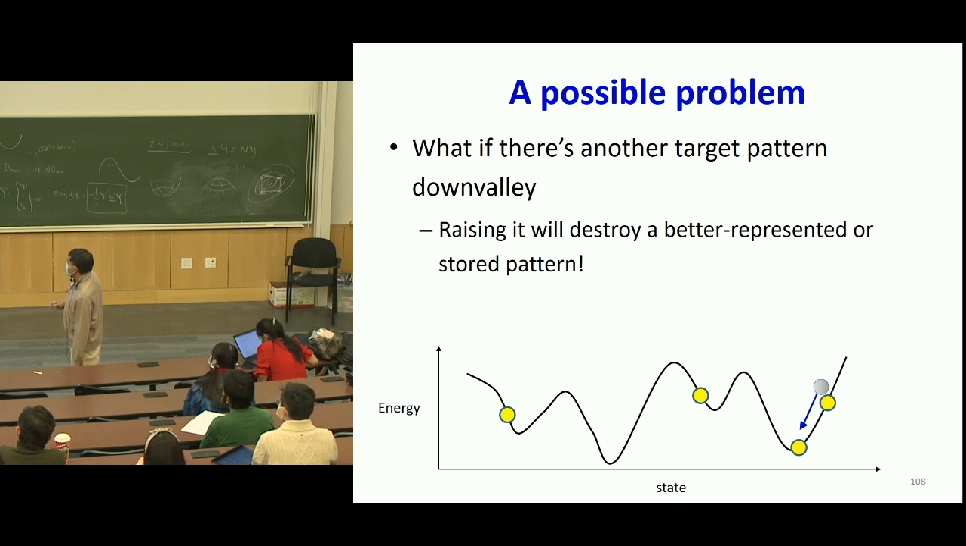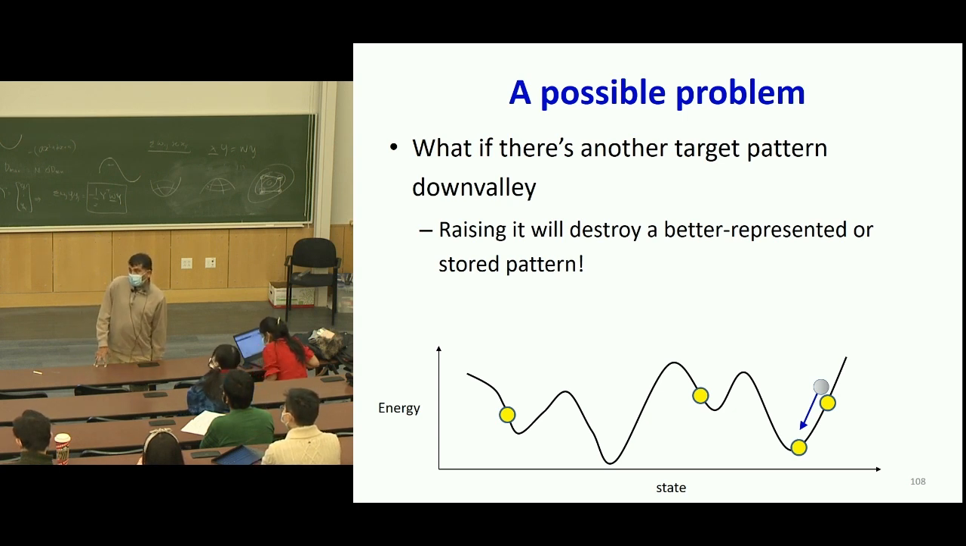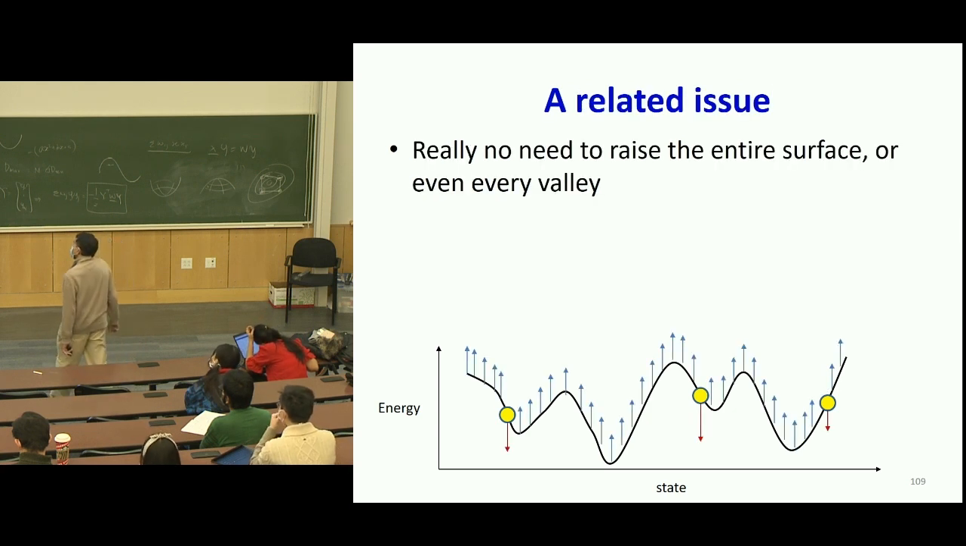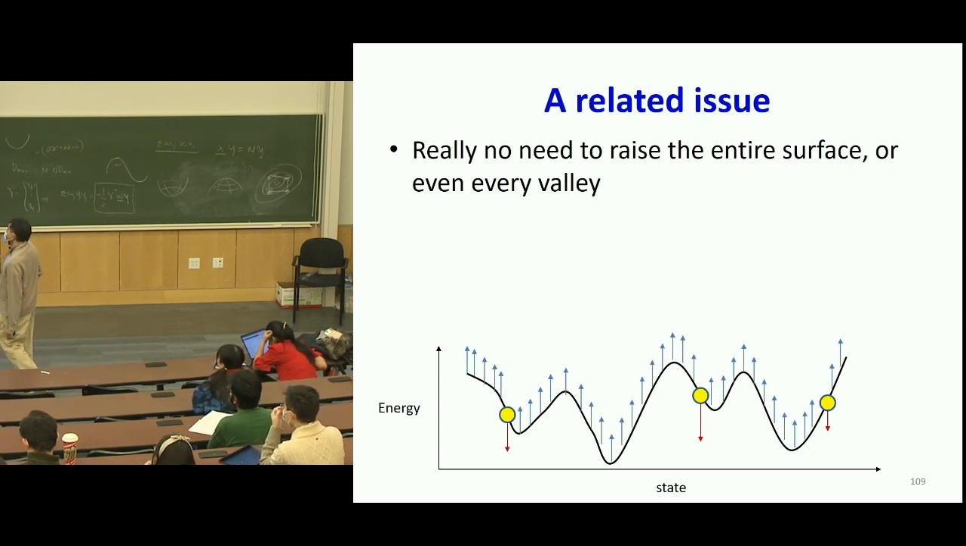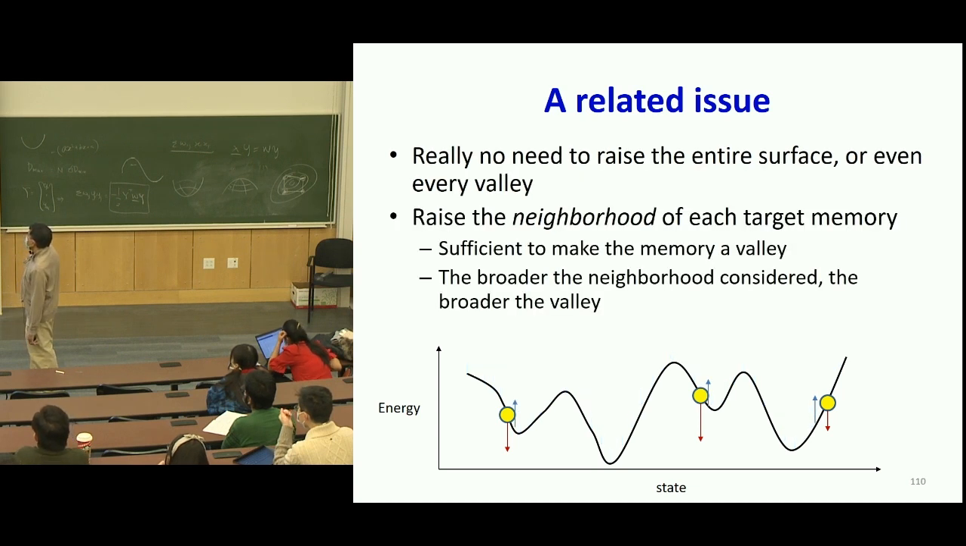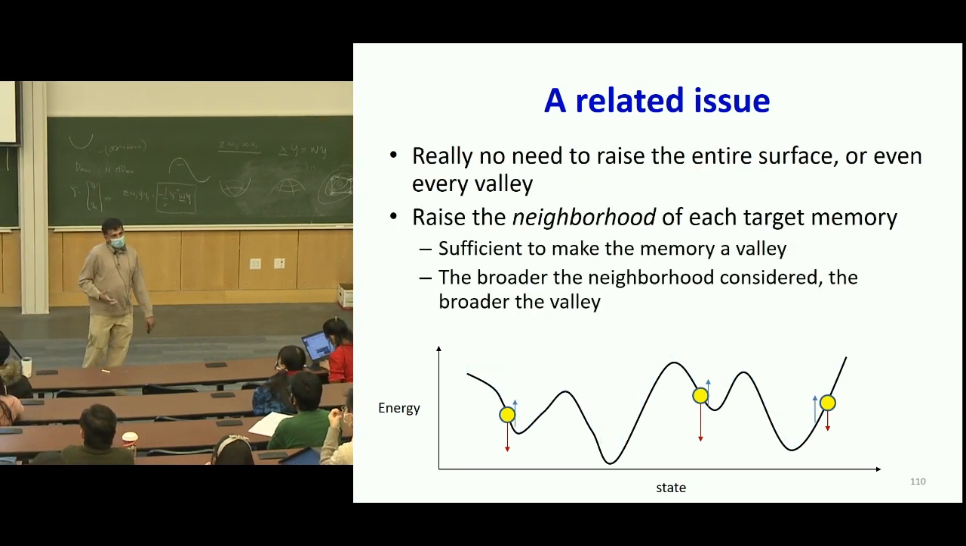So this is the simplified version. But then I can simplify this one step further, right? If I start off with a target pattern and let it evolve, and let's say the target pattern just happens to be in the bowl of another pattern that I'm trying to remember, then when it evolves, you're going to end up at the other target pattern. I'm going to end up forgetting the other pattern that I'm trying to remember, right? So you can do something even simpler. There's no need to erase the entire surface or even every valley. You just raise the neighborhood of each target pattern. And then that guarantees that the target pattern is in some sort of a bowl, right?